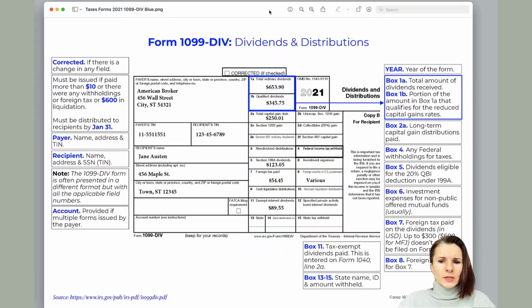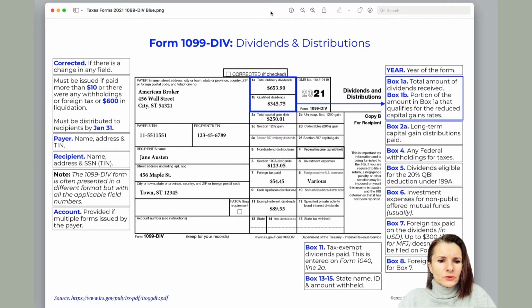I have an example here, and here's my 1099 DIV form with box by box instructions, and I have that also available in the article. If you want more detailed instruction, we're just going to go over it generally for the majority of people, because some of the stuff can be more in depth and complicated, but we're going through general information for most taxpayers.